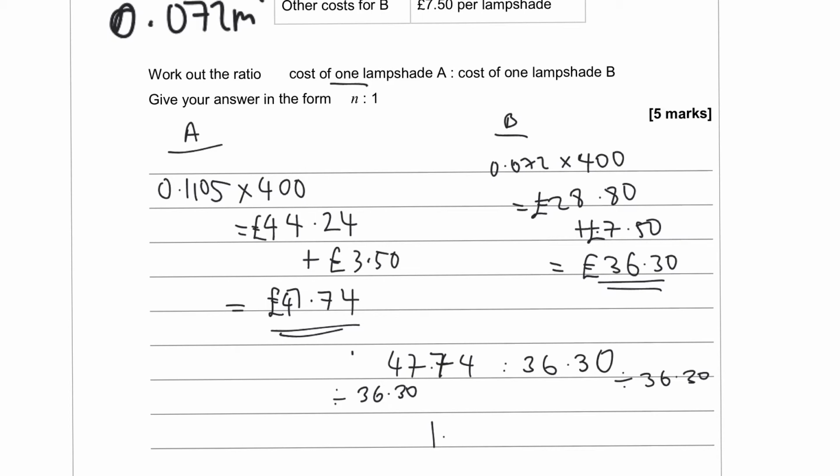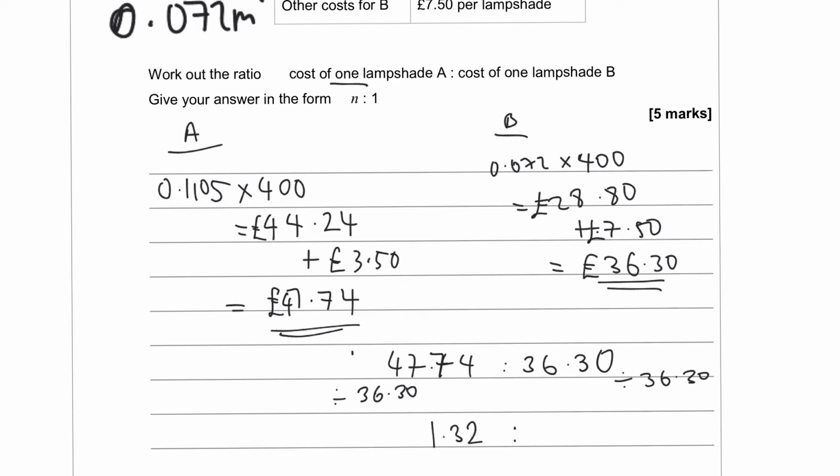47.74 divided by 36.30, you'd get an answer of roughly 1.315, and so on. In regards to the mark scheme, they allowed 1.15, and so on. But in the NETA version, you could have rounded that up to 1.32, and they allow that as well.